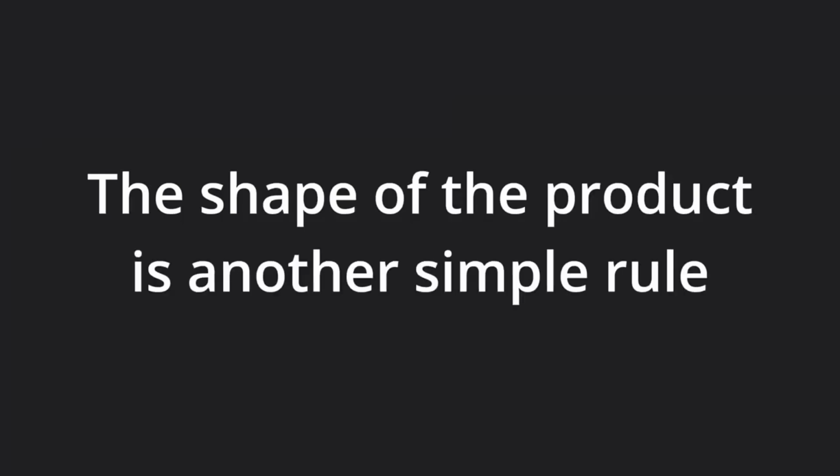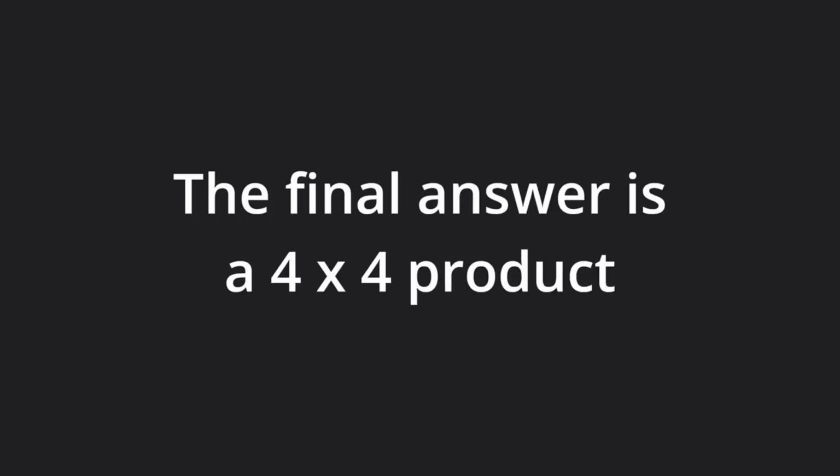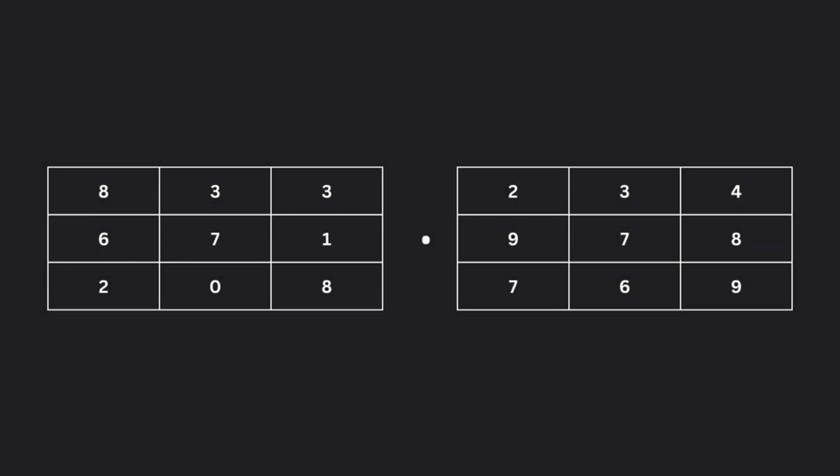Okay, so the matrix multiplication is defined. The shape of the product is another simple rule. Let's take the number of rows in the first matrix and the number of columns in the second matrix, and those will be the output dimensions. For the actual multiplication, we'll pair up every row in the first matrix with every column in the second matrix. The answer then is 4x4. This might be unsatisfying, so let's move on to the next question, which asks us to actually perform the multiplication.